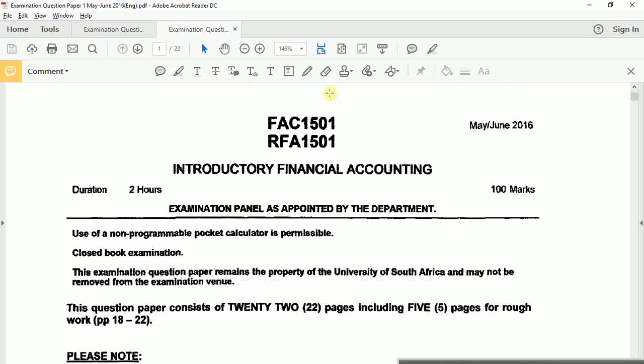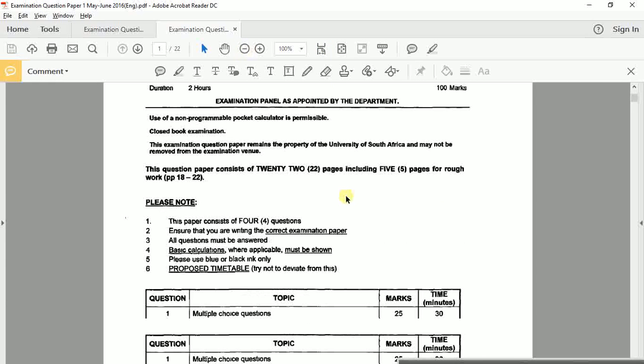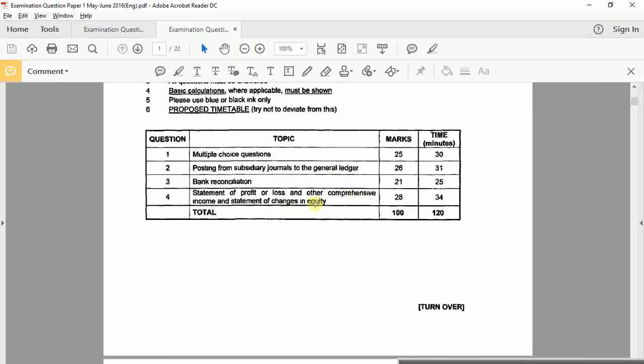Alright, so another past paper, May, June 2016. We're going to focus on the easy question. Always look for the easy question. In the timetable, which is the easy question? You like journals, but we're doing bank recon, so we're going to stick with bank recon. We're going to do another bank recon. Question 3. That's the focus.